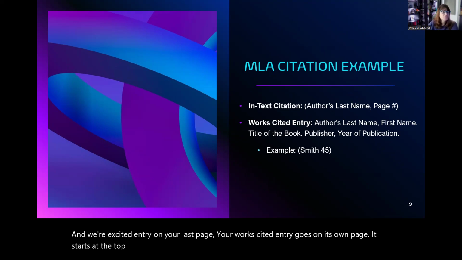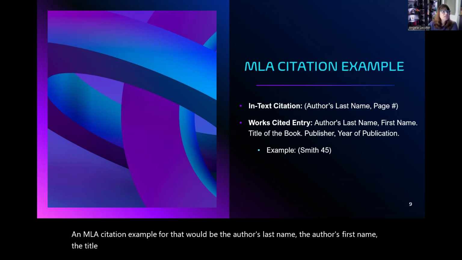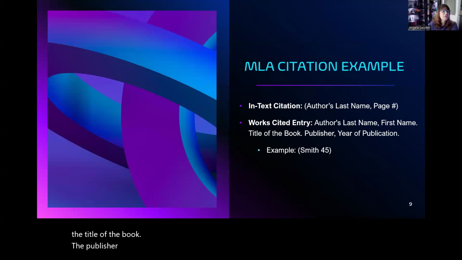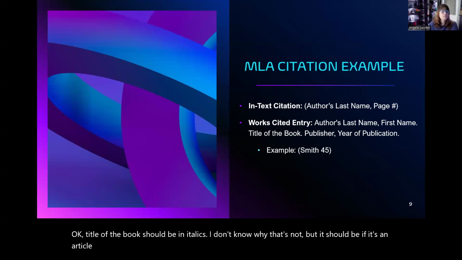An MLA citation example for that would be the author's last name, the author's first name, the title of the book, the publisher, and then the year of publication. Okay. Title of the book should be in italics. I don't know why that's not, but it should be. If it's an article or something other than a book, it would be in quotations.